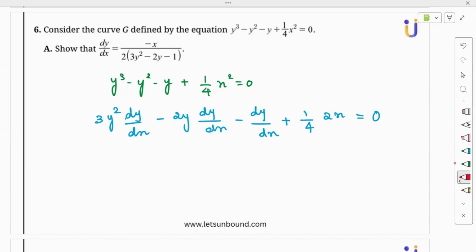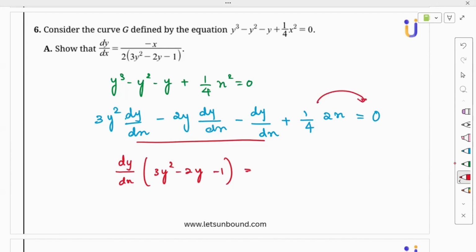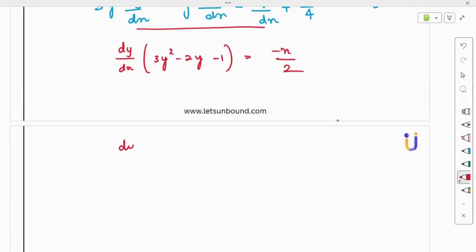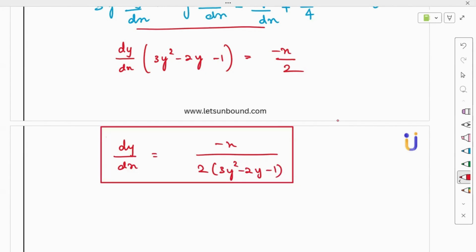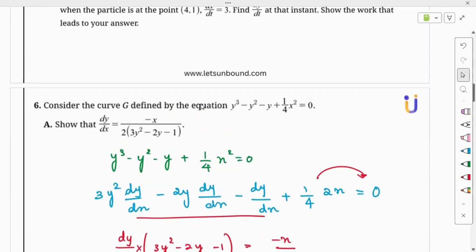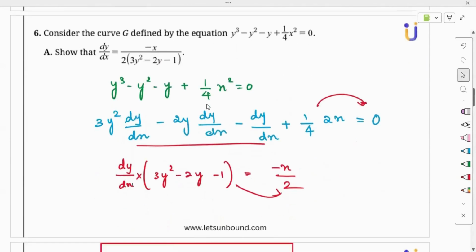Now I'm going to take dy by dx common out of all this, because that is what I need. dy by dx times (3y squared minus 2y minus 1). And 2x by 4 is x by 2, which I will shift to the other side as minus x by 2. So finally, dy by dx is negative x over 2 times (3y squared minus 2y minus 1). These are in product, so it goes to the denominator. That's part A. I hope this is helpful to you.